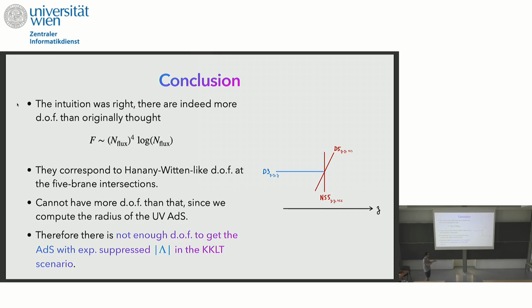However, because we are measuring the size of the AdS in the UV, we cannot put more degrees of freedom than this. So there cannot be more degrees of freedom, and we would have the same conclusion as the Harvard group, that is to say that there are not enough degrees of freedom to get the AdS vacuum with exponentially suppressed cosmological constant for the KKLT scenario.